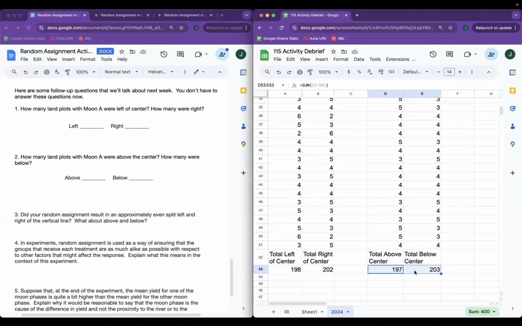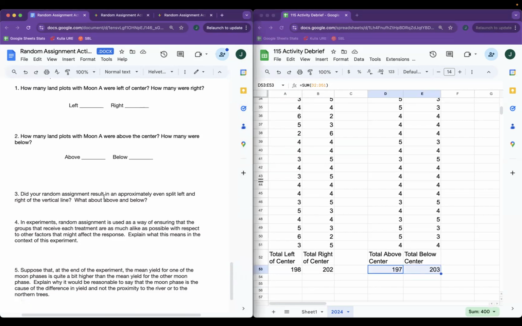So slightly over 1% of the total moons were below the center as opposed to above center, right? So 1% more. So in other words, almost exactly even again. And again, this is totally random, right? Okay, answering them. Question number three.